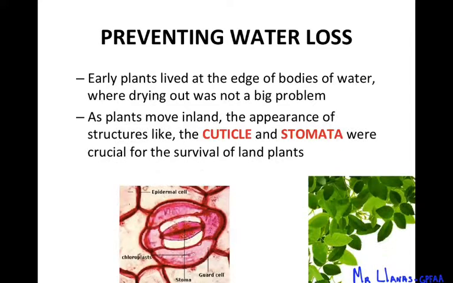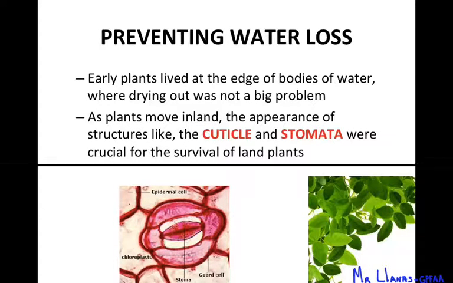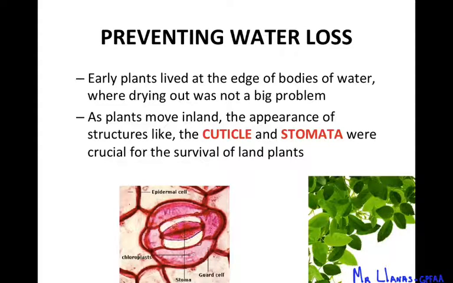Okay, now the way they prevented water loss is by this adaptation called the cuticle and the stomata, right? The cuticle is the waxy covering that we mentioned earlier that covers the leaves and stems and keeps all the water that was absorbed by the roots inside the plant. And the stomata is responsible for exchanging oxygen and carbon dioxide with the environment. Okay, but it's also responsible for keeping the water inside by getting those guard cells to close the stomata whenever it's too hot, or during the day when the sun is beating down on the plant. So that's how they prevented water loss.